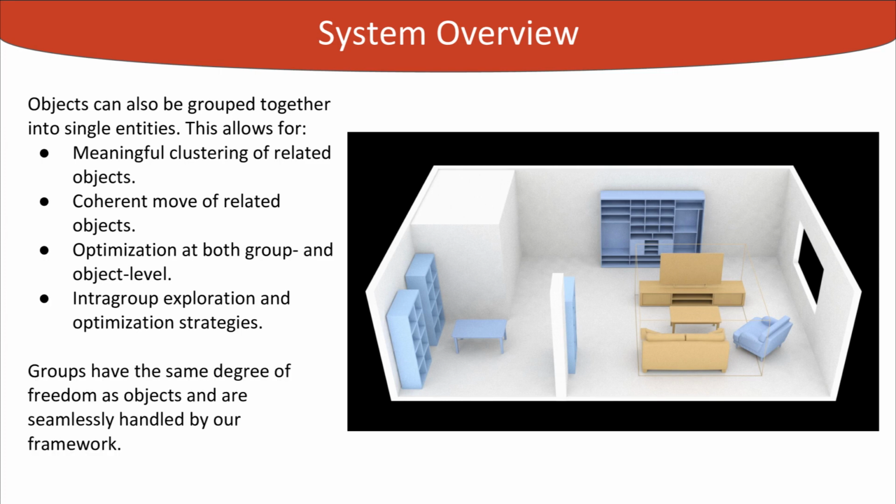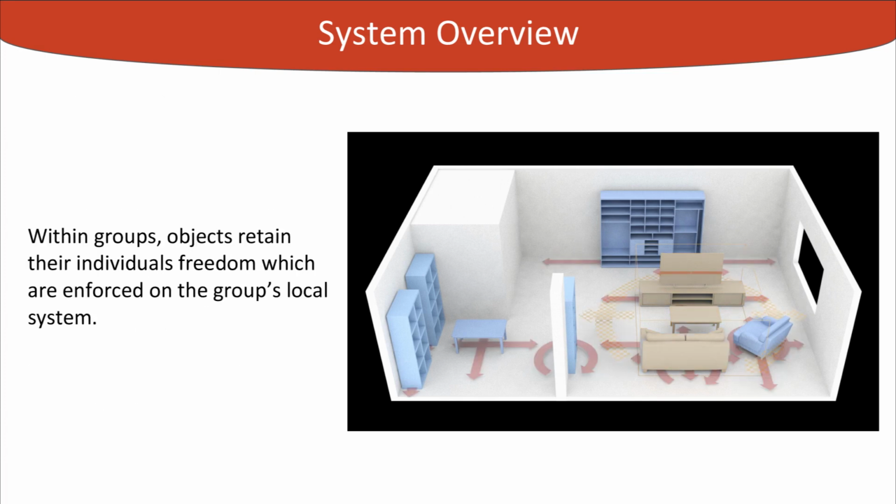Groups have the same degree of freedom as objects and are seamlessly handled by our framework. Typical use cases for grouping are a dining table and its chairs or a living room set. The important thing to keep in mind here is that objects within groups can still move in the group's local space, retaining all their individual freedoms and geometric constraints.